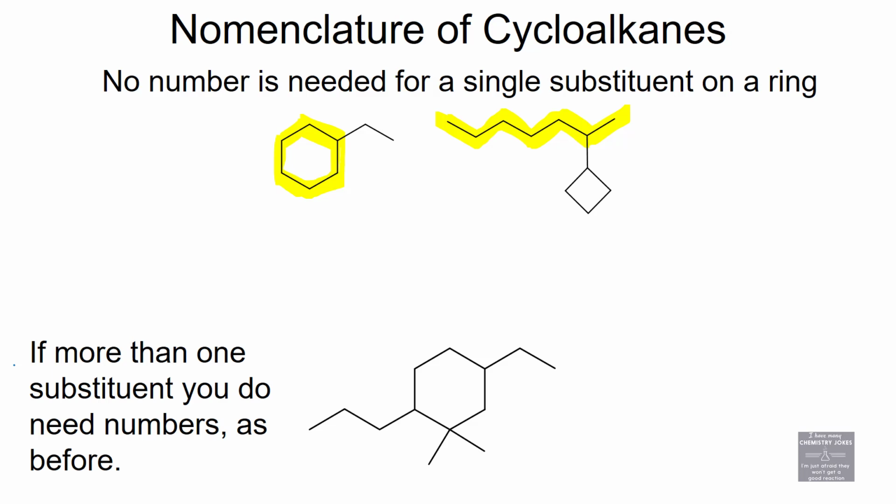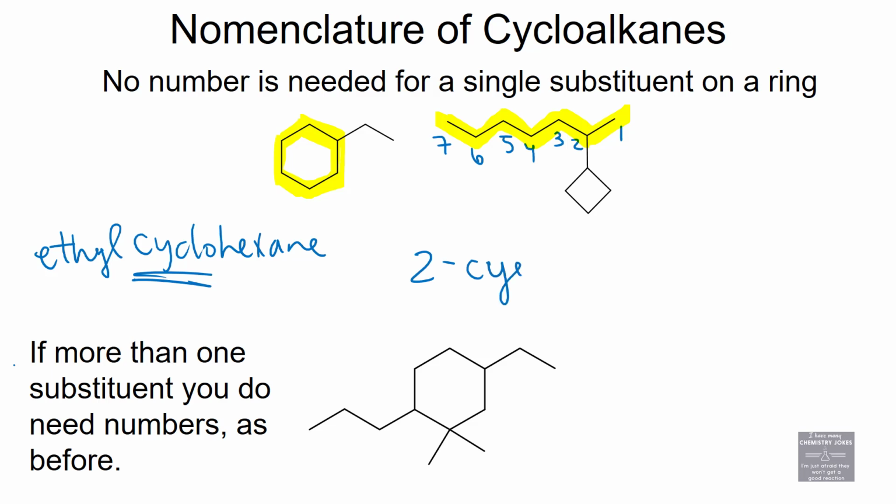So this example on the left is a cyclohexane. Don't forget to put cyclo in the name. It's an ethyl cyclohexane. If you only have one substituent, you don't have to name it 1-ethyl cyclohexane. This one, since the parent will be our long branch, it's a heptane. It's a 2-cyclobutyl heptane. Yep. In the bottom one, where you've got several branches, you're going to name the cyclo as the main chain.